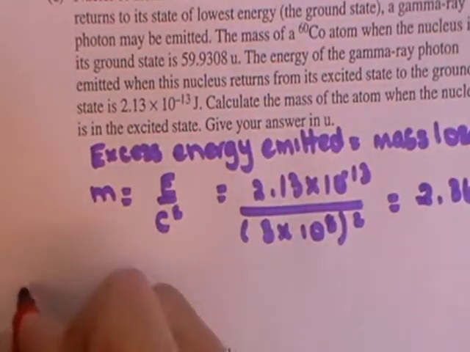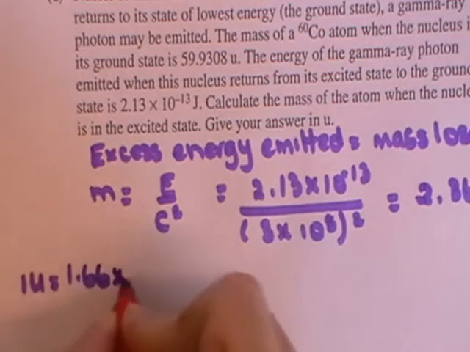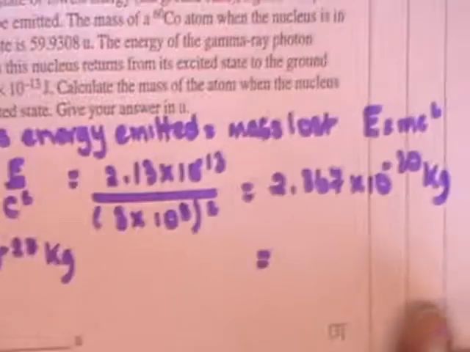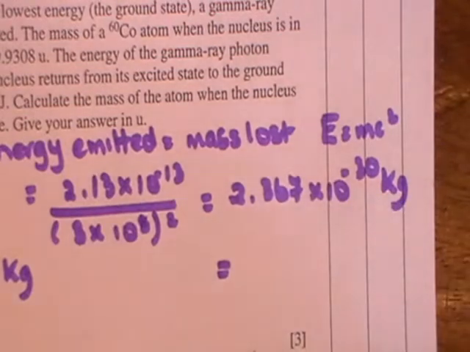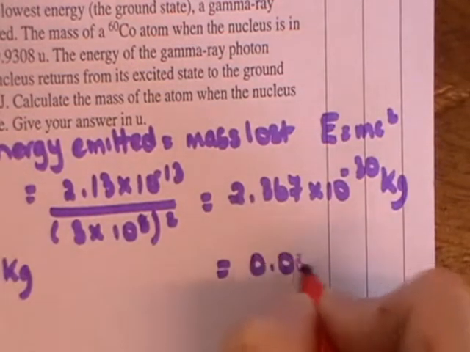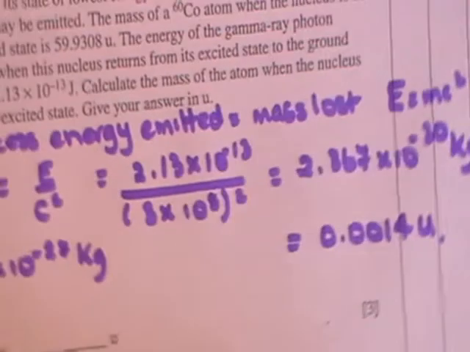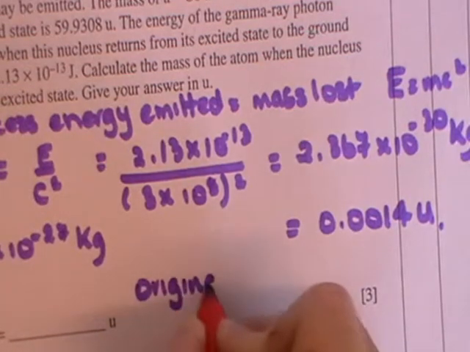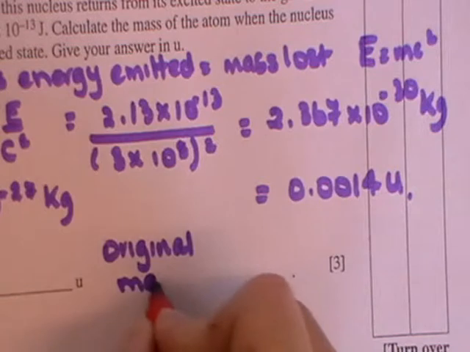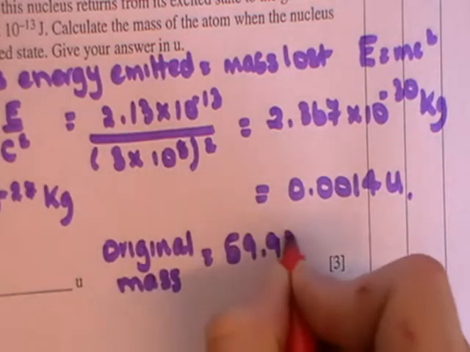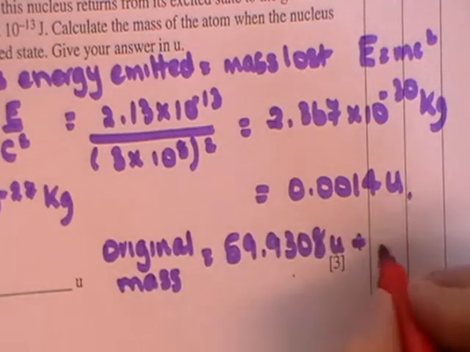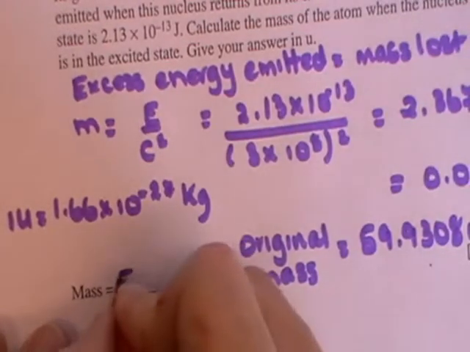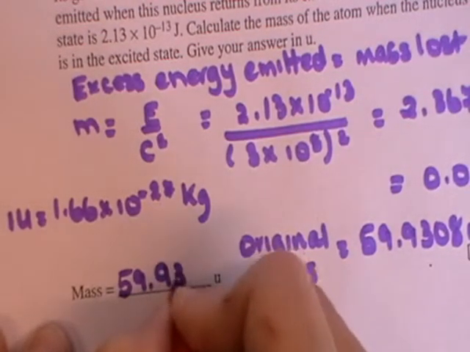Right, but 1 unit is equal to 1.66 by 10 to the minus 27 kilograms, and that's in your data sheet. Therefore, that calculation in kilograms divided by 1.66 by 10 to the minus 27 is the same as 0.0014 units. So the original mass then is equal to the 59.9308 units plus that mass that has been lost. And the answer then comes out to be 59.9322.